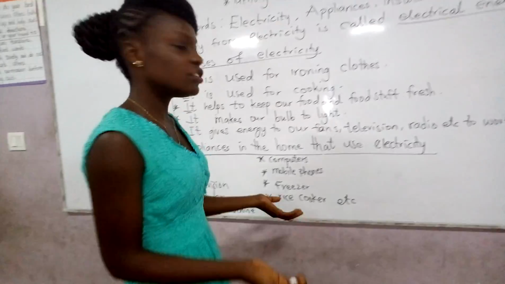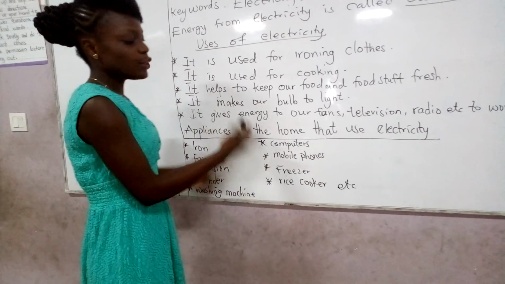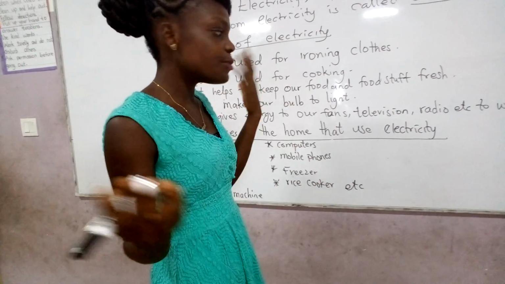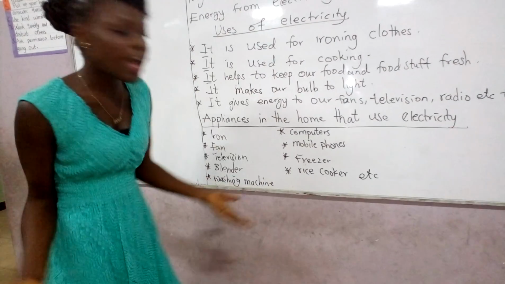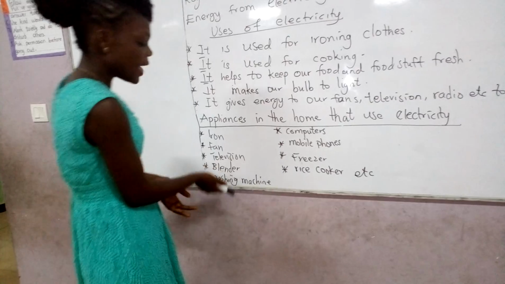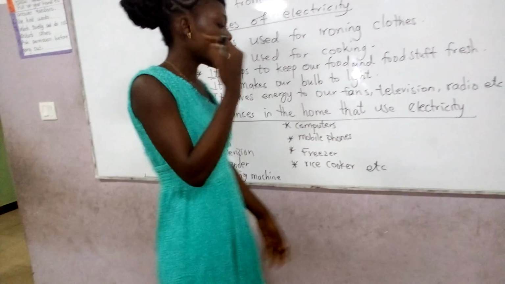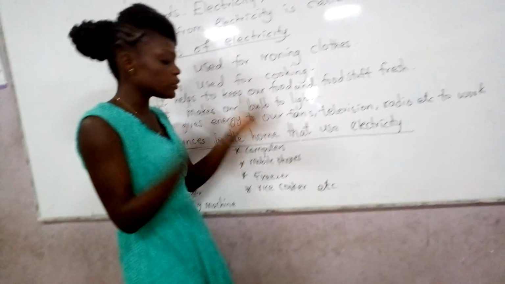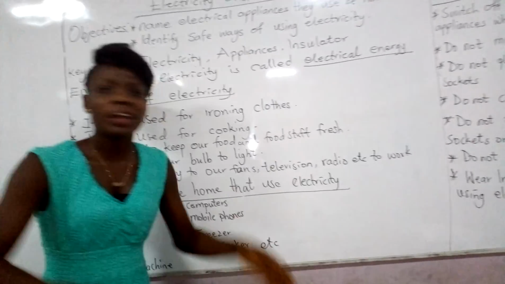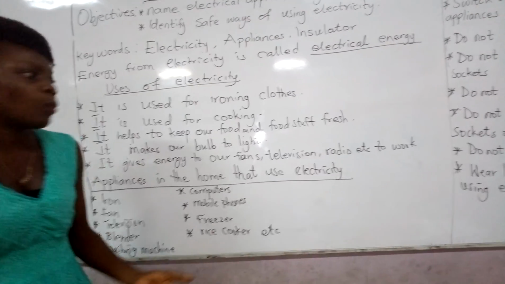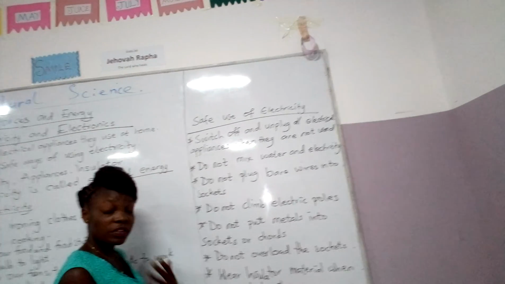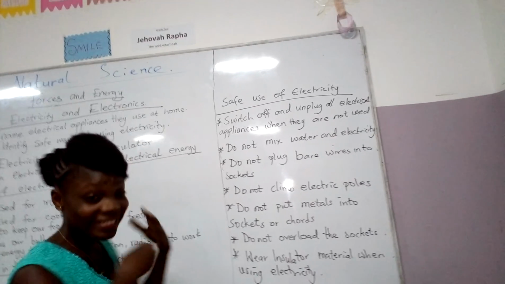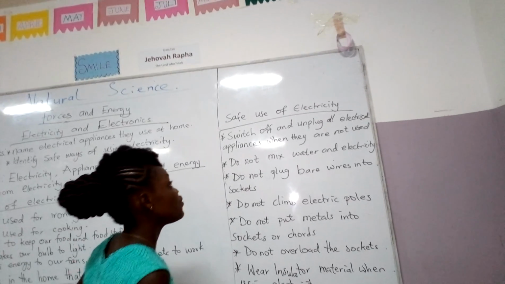Like mention them. And we got to know the appliances in the home that use electricity, like the iron, the fan, television, blender, washing machine, computers, mobile phones, freezers, rice cooker. Just mention the ones we have. A lot of electrical appliances. And we got to know the safe use of electricity.